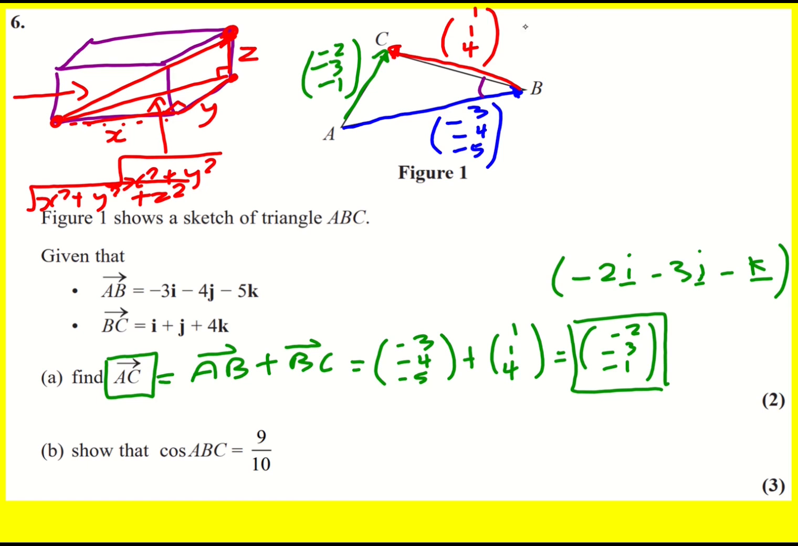So let's do that. Over here, I've got 4 squared plus 1 squared plus 1 squared. That's going to be root 18. Then -3 squared plus -4 squared plus -5 squared. It's actually root 50. And -2 squared plus -3 squared plus -1 squared, square rooted. Sorry, I should have said I'm square rooting the other ones. This becomes root 14.